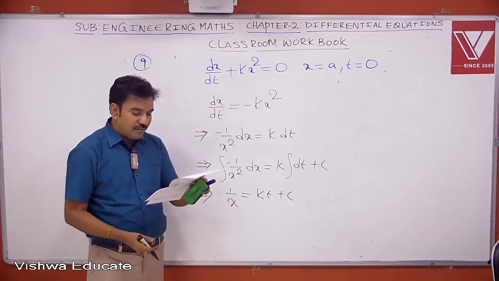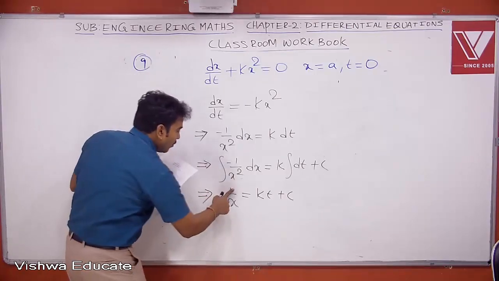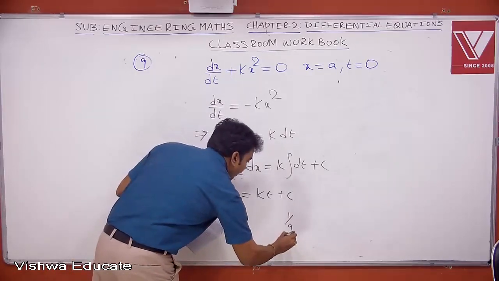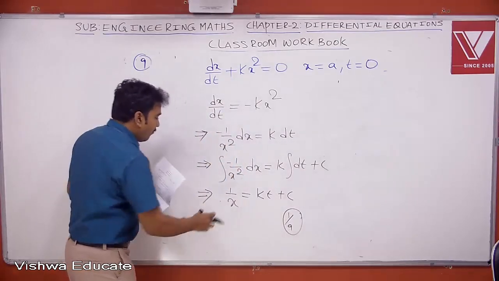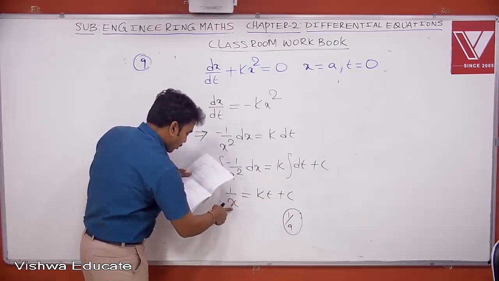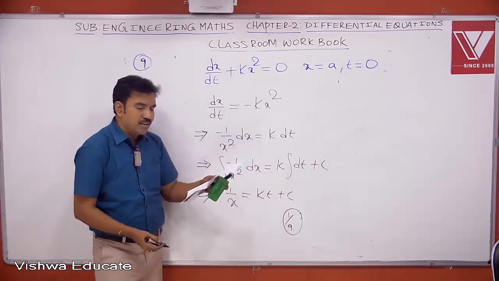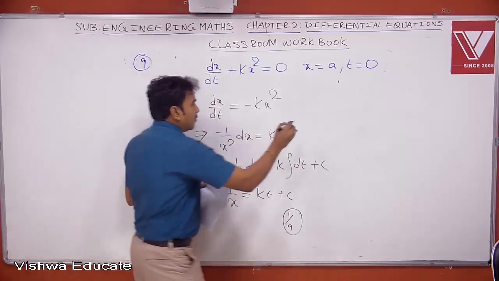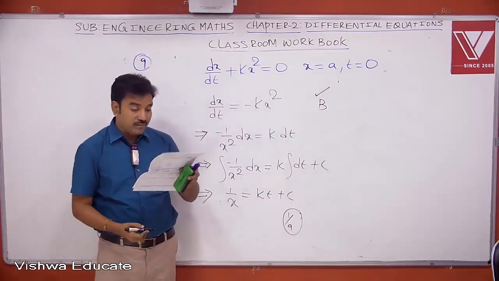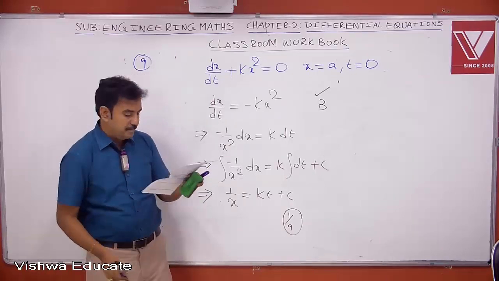Now you can easily verify that the answer is B, because 1 by x equal to kt plus c. In option B, we have the c value as 1 by a. It is in the form 1 by x equal to kt plus some constant. That constant is given as 1 by a. Therefore, option B is the right answer. You need not go for verification or calculation of C also. So the answer for this question is option number B.